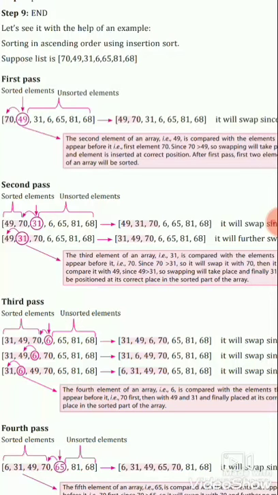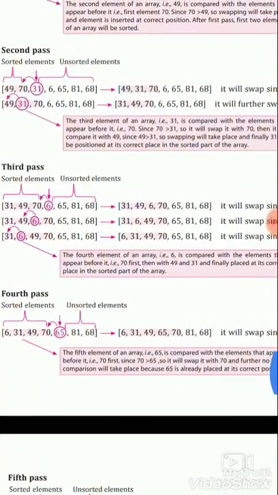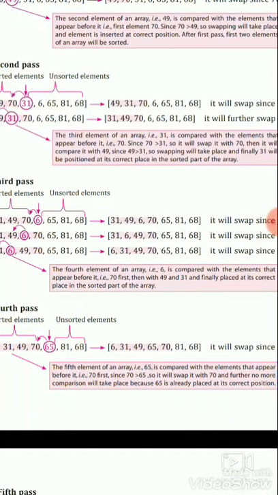When the first two elements are sorted, then in the second pass, the third element of the array, 31, is compared with the elements that appear before it, that is 70. Since 70 is greater than 31, it will swap with 70. Then it will compare it with 49. Since 49 is greater than 31, swapping will take place, and finally 31 will be positioned at its correct place.